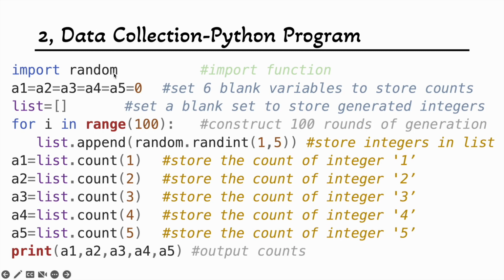So here's the data collection program. I will import the random function and set 6 blank variables to store counts. And here I set a blank list to store generated integers. Here I use a for loop to construct 100 rounds of generation and store the integers in the list. In these 5 lines, I store the count of each integer in each variable. And thus, I output all these counts.